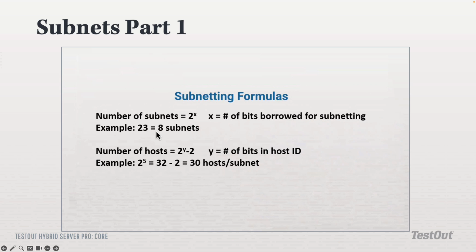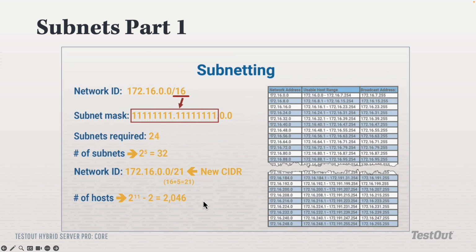So if we have 2 to the 3rd, that would equal 8 subnets, okay? For the number of hosts, it's that 2^y minus 2, where y is the number of bits in the host ID. So in this case, 2 to the 5th is equal to 32, minus 2. That equals 30. Okay? Those are the subnetting formulas that we'll need to know.